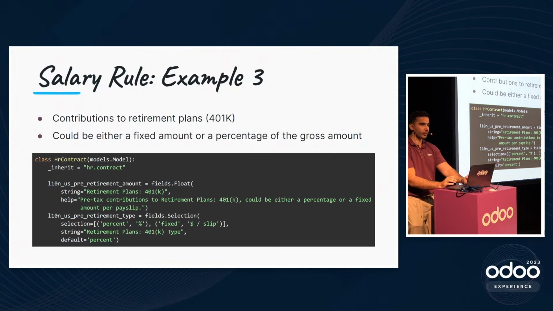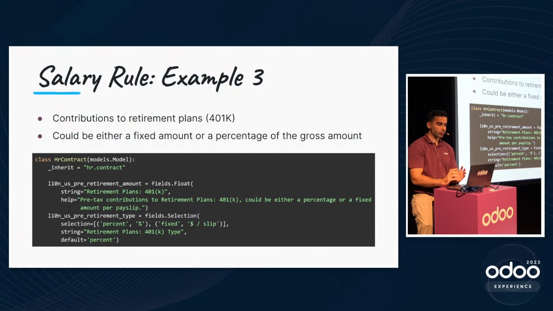Okay, third example, more and more complex. We have in the US the 401k contributions, which is a feature of a qualified profit sharing plan that allows employees to contribute a portion of their wages to individual accounts. It could be either a fixed amount or a percentage on the gross amount.